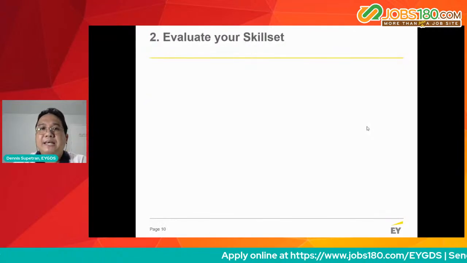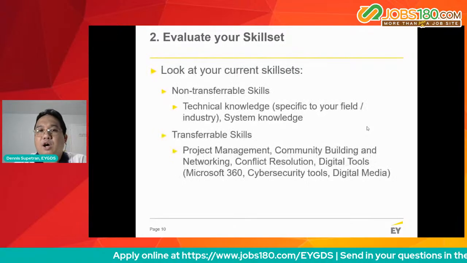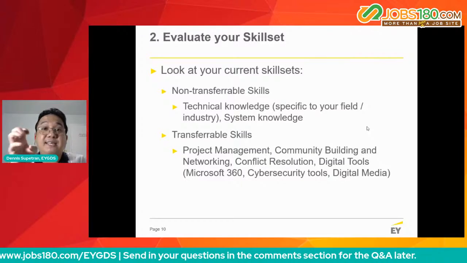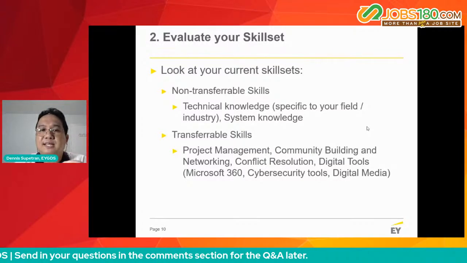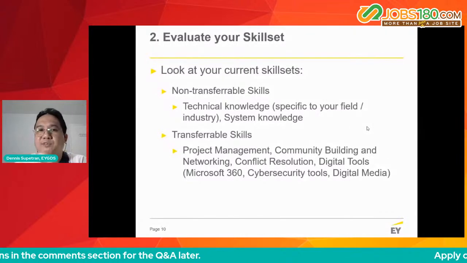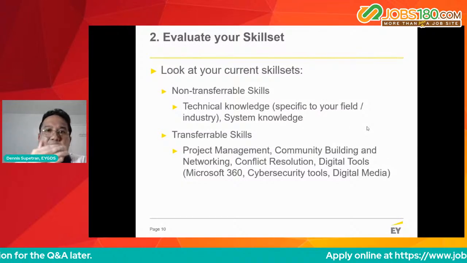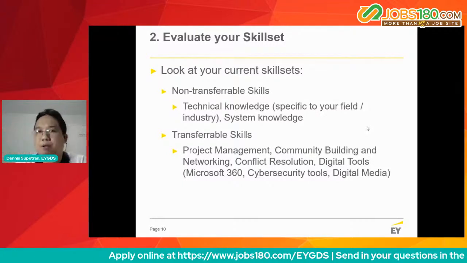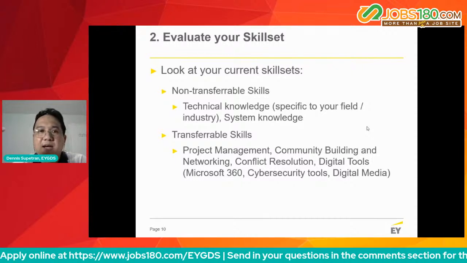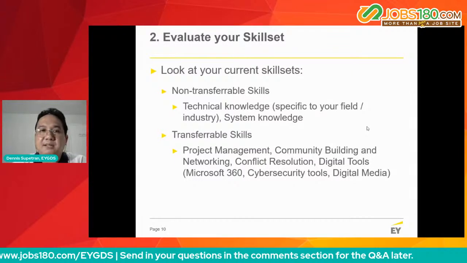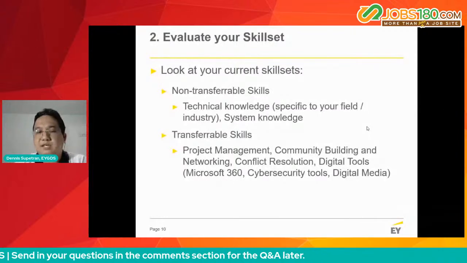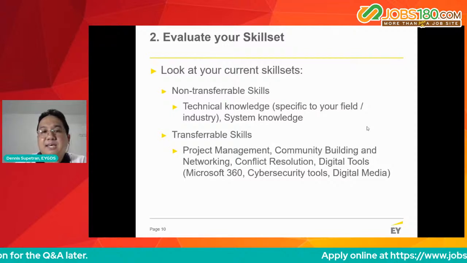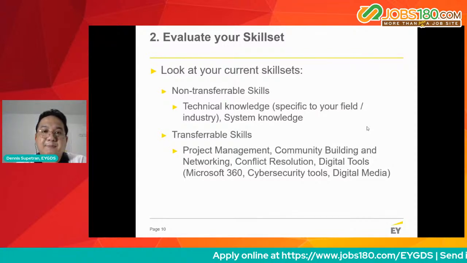So let's go to the next one, skill sets. Normally, when you talk about skill sets, you're talking about two things. Non-transferable skills, which are very specific to companies. Usually, these are technical knowledge specific to your field or industry: accounting, HRM, engineering skills. Systems, like for example, maybe you have a specific system in company A that deals with logistics. In EY, we have a long-standing strategic partnership with SAP. That is what we call non-transferable skills.